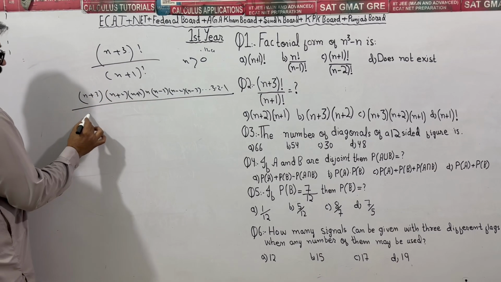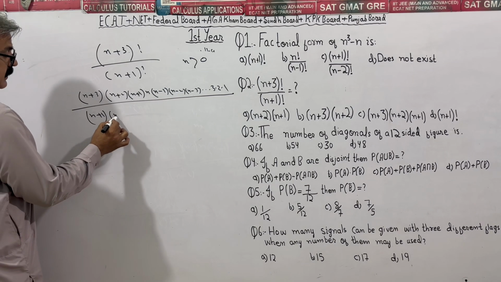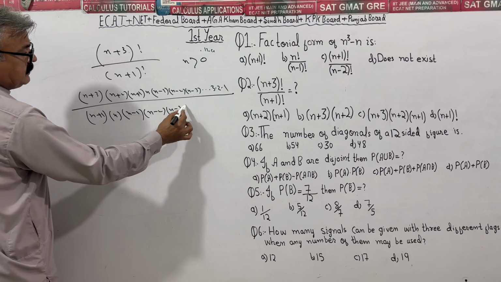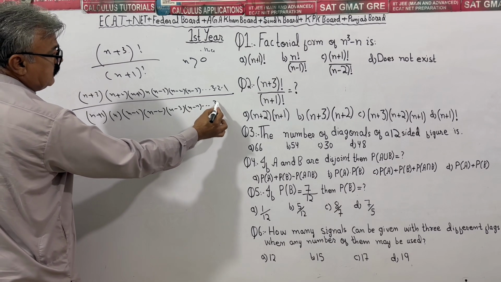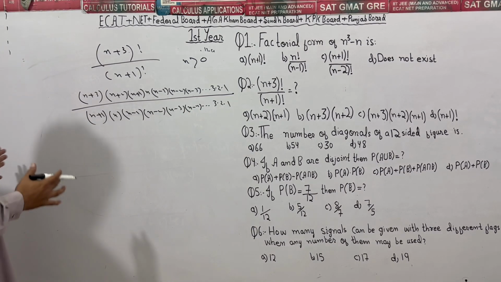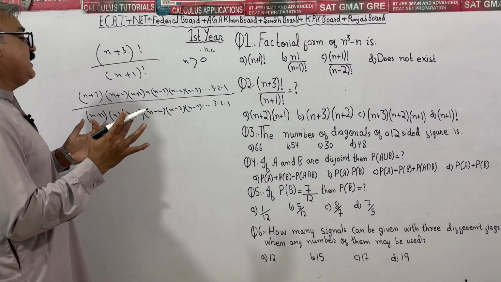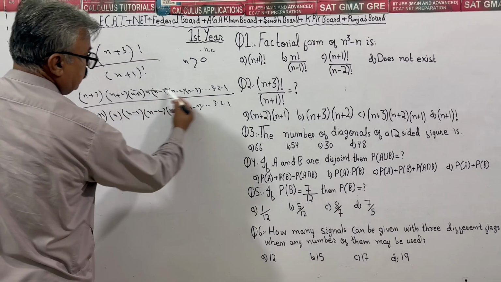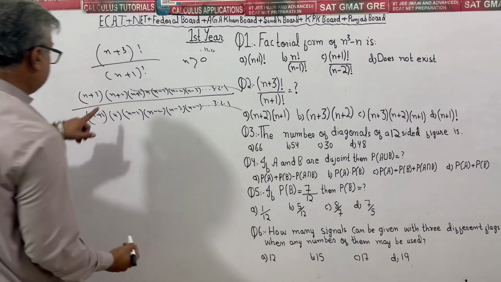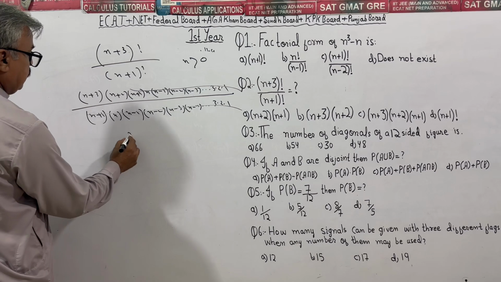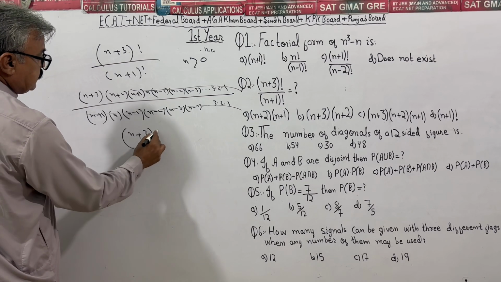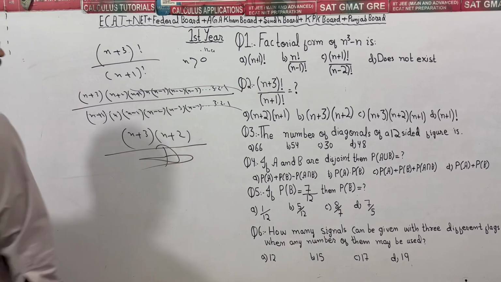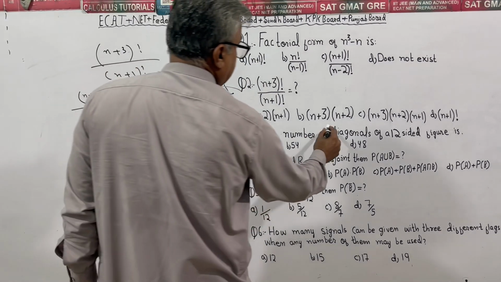Overall divided by (n+1)!, so (n+3)(n+2)(n+1)n(n-1)... Knowing the fact that either we add 1 and write in ascending order, or subtract 1 and write in descending order, from (n+1) factorial up to (n+1) factorial cancelled out. What remains? (n+3) times (n+2). That's our answer in that case.